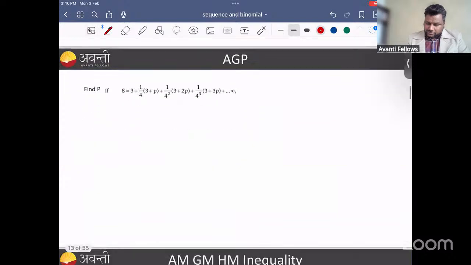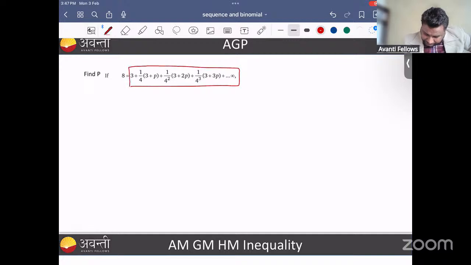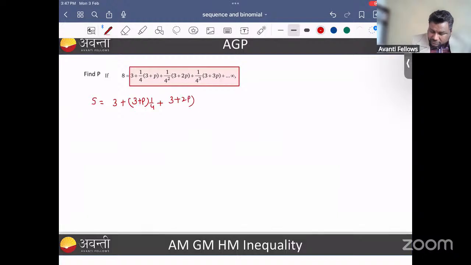Now, let's do a question on AGP. Find P if the sum of this series is 8. Then they are asking you to find the value of P. First of all, let us take the series as S. So it is 3, then (3 plus P) into 1 by 4, then (3 plus 2P) into 1 by 4 square, (3 plus 3P) into 1 by 4 cube, and this goes on till infinity.